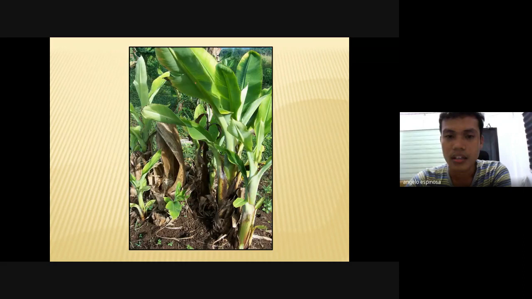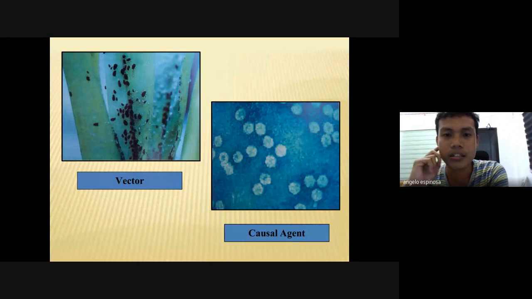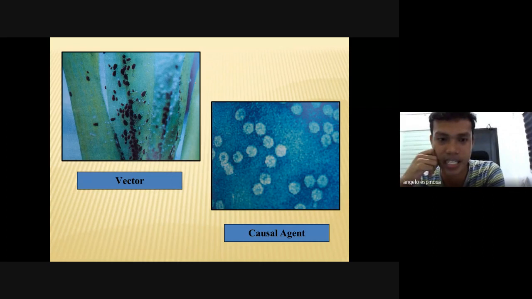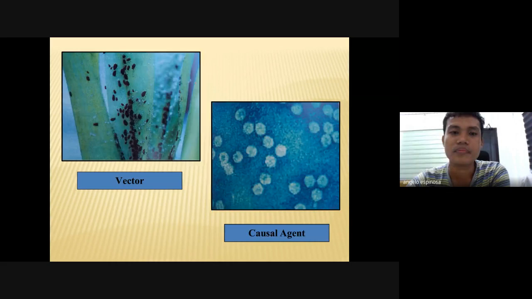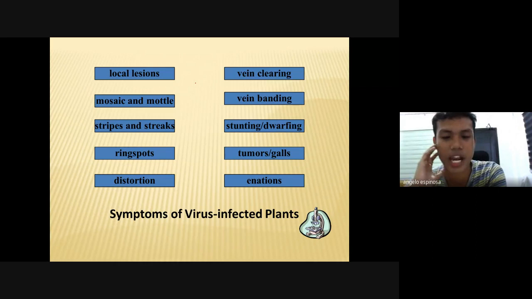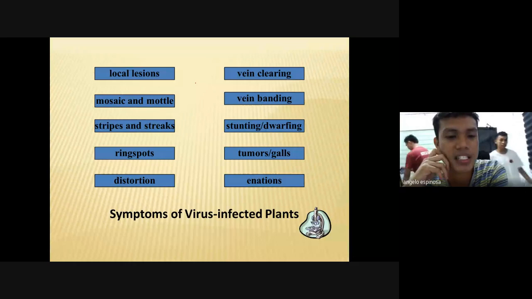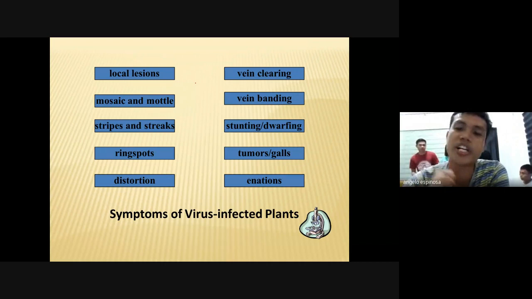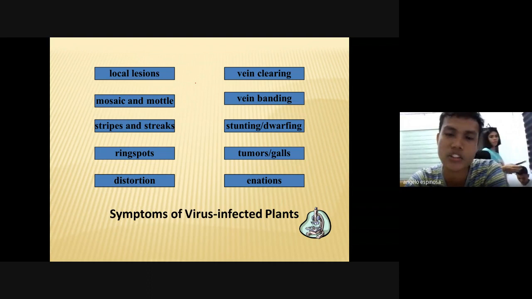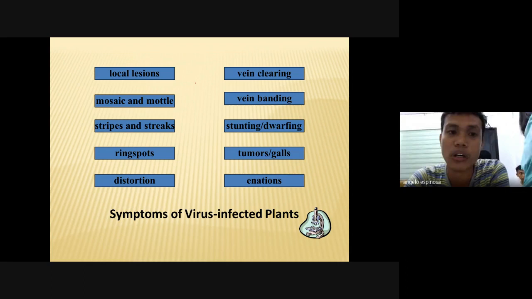So this one is the vector, also known as Pentalonia nigronervosa, or plant leaf hoppers. Any leaf hoppers will do. And then we have the causal agent. These are the things that you need to familiarize. These are the symptoms of virus infection: local lesions, mosaic and mottle, stripes and streaks, ring spots, distortion, vein clearing, vein banding, stunting or dwarfing, tumors or galls, and inanition. You need to familiarize these so that when you get to the choices, you can identify whether it is a virus or a fungus.